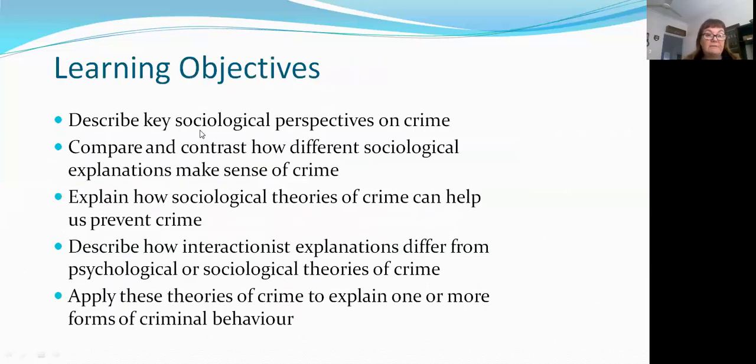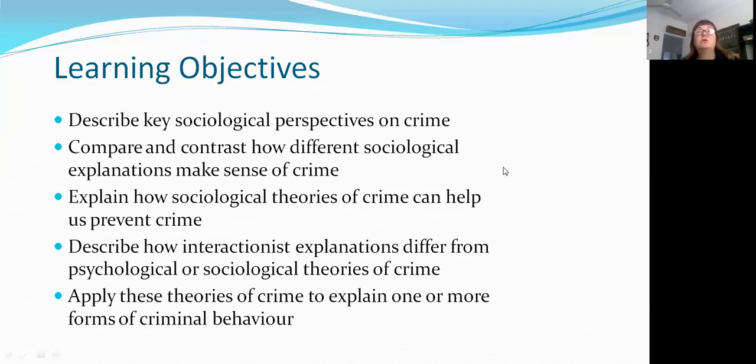So the learning objectives for today. Describe the key sociological perspectives, compare and contrast how these theories can help us prevent crime, how interaction theory explanations differ from psychological or sociological theories, and we're going to apply these theories of crime to explain one or more forms of criminal behaviour.